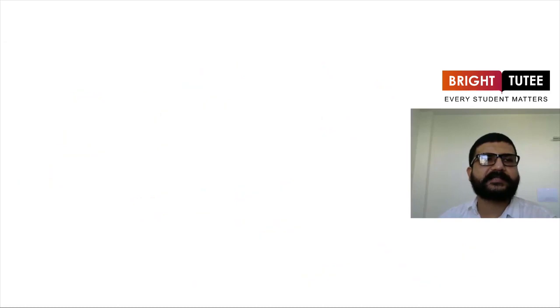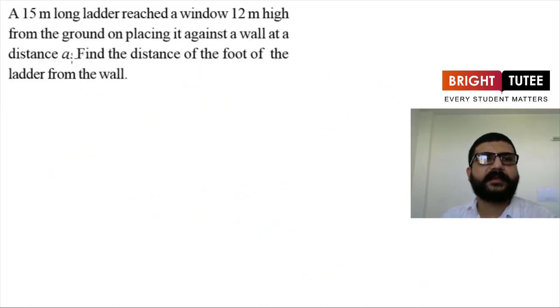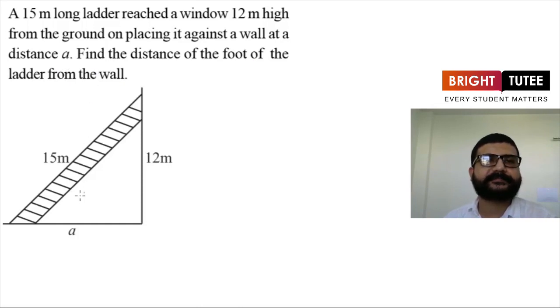Now let's see the next question. It is: a 15-meter long ladder reached a window 12-meter high from the ground on placing it against a wall at a distance A. Find the distance of the foot of the ladder from the wall. So what we have to find here? We have to find A basically. So the figure is given like this.